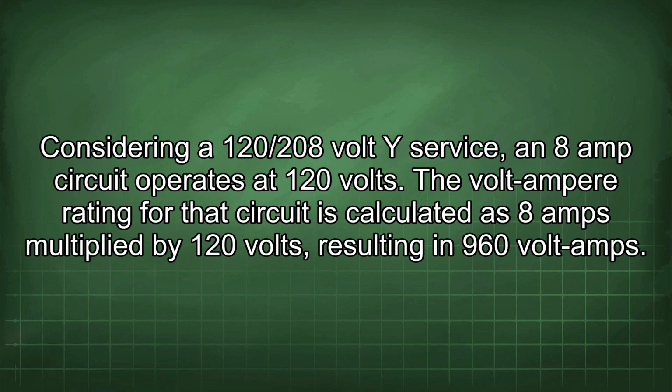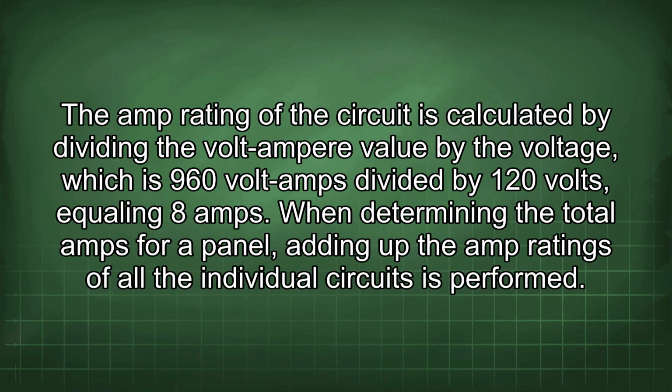The volt-ampere rating for that circuit is calculated as 8 amps multiplied by 120 volts, resulting in 960 volt-amps. The amp rating of the circuit is calculated by dividing the volt-ampere value by the voltage, which is 960 volt-amps divided by 120 volts, equaling 8 amps.